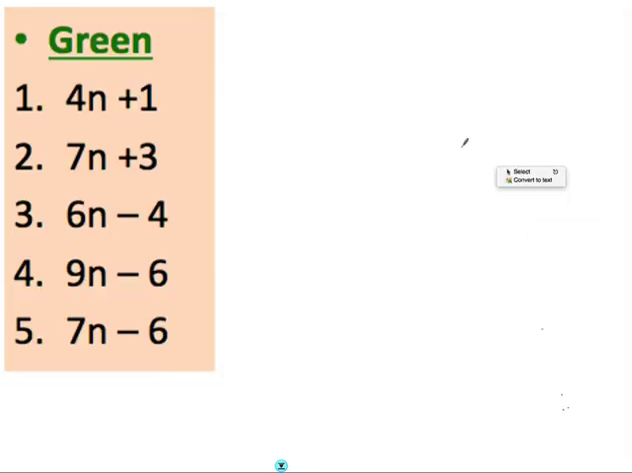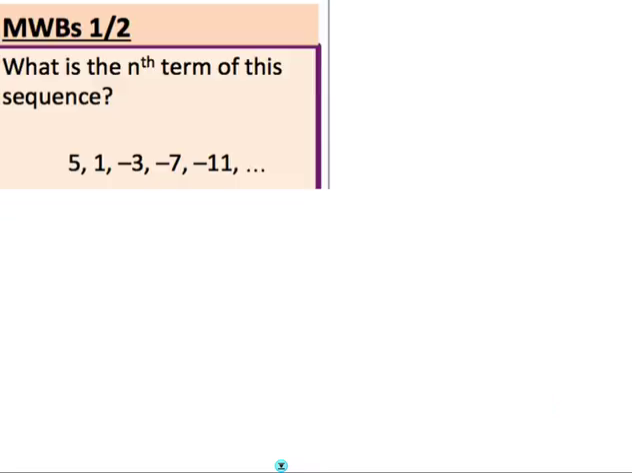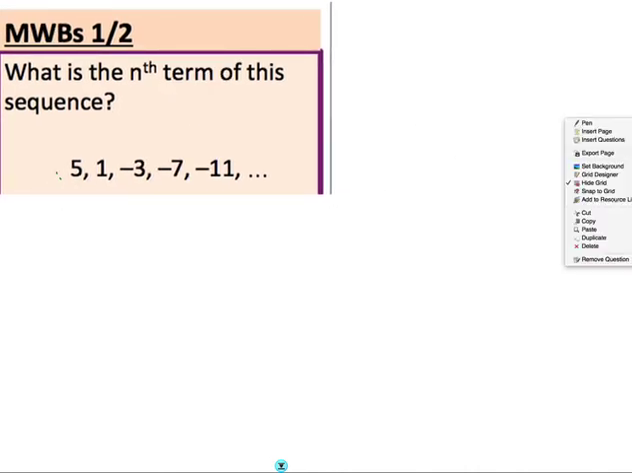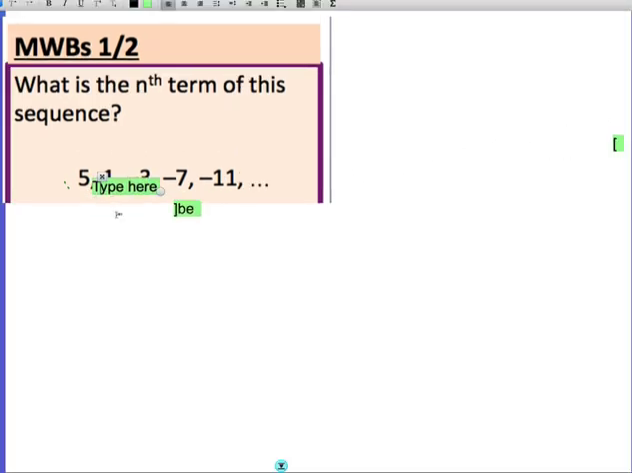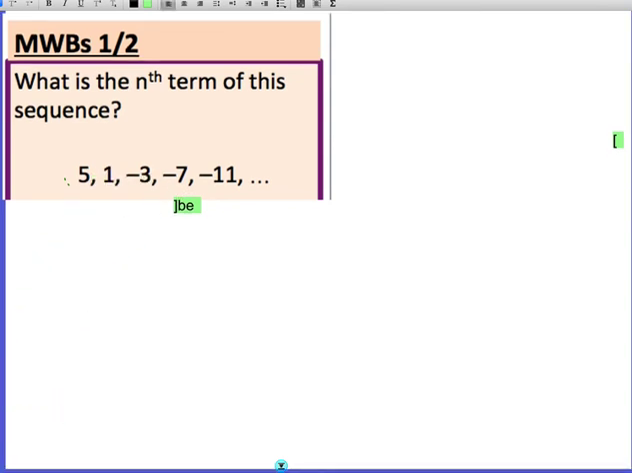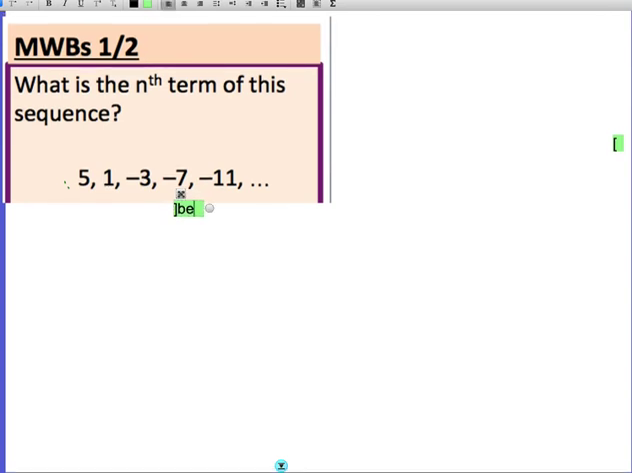Whoops. Okay, now let's appreciate negative sequences or decreasing sequences. This is going down. This is going down. Ooh, computers. Weird. What's going on here?